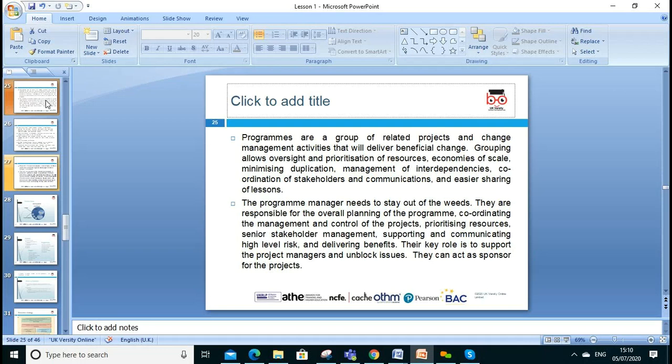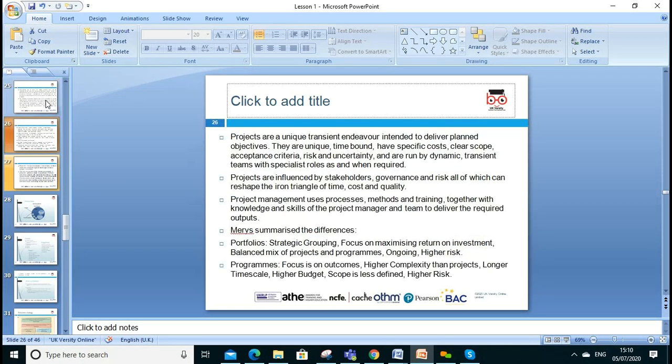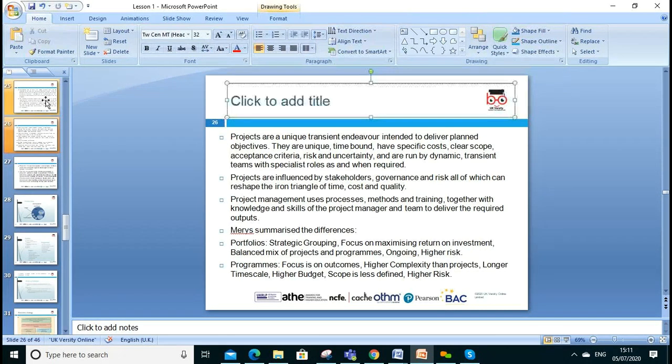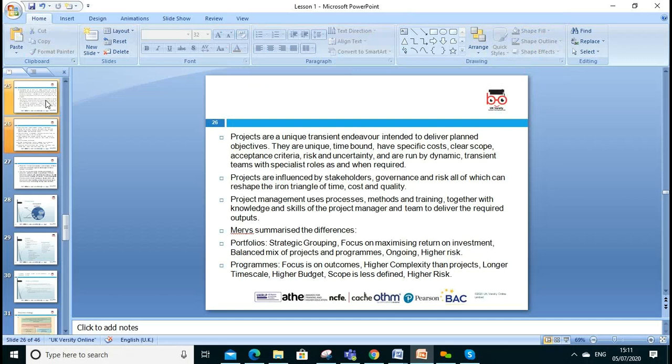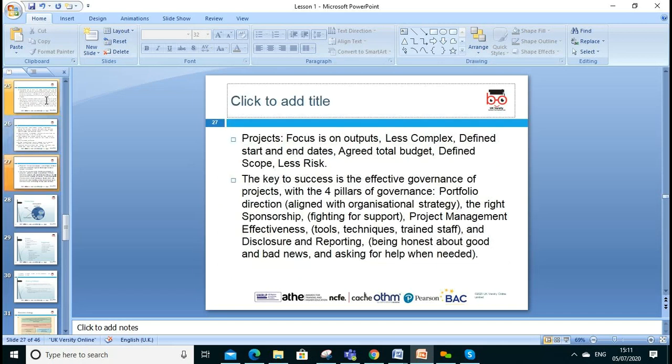Programs are grouped related projects and change management activities that will deliver beneficial change. Does anybody have any question? Okay, I included that some unique projects can be influenced by the stakeholders, and project management is a process. So these are the points, quite good. The difference between portfolio and program has all been discussed.